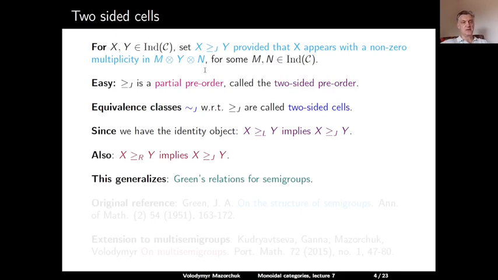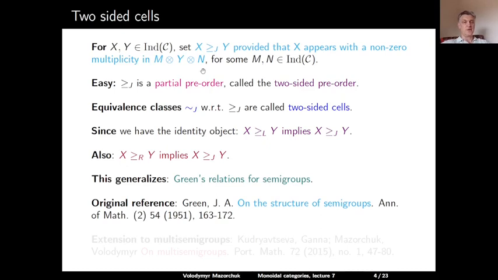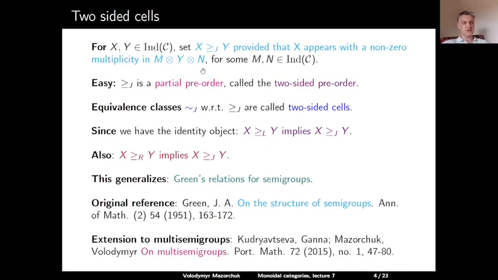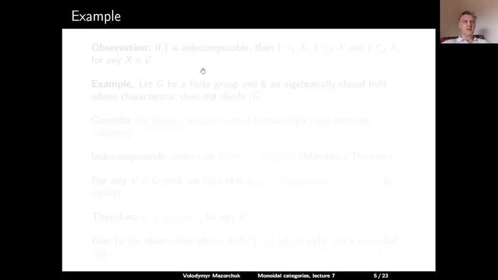So this generalizes the notion of Green's relations for semigroups, which originate from the paper by Green, called On the Structure of Semigroups, from 1951. In the context of multivalued operations, this was discussed in the paper by myself and Ganna Kudryavtseva, called On Multisemigroups, in 2015. So let us discuss some examples.